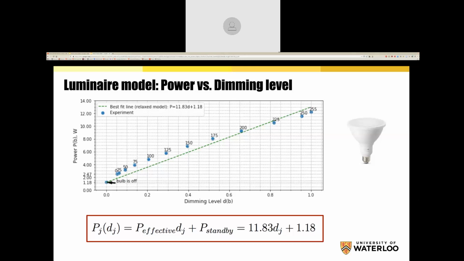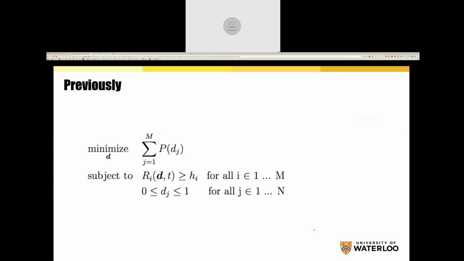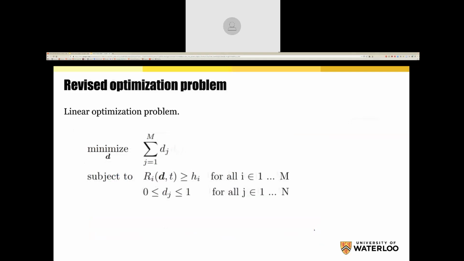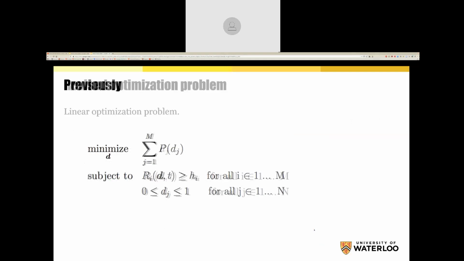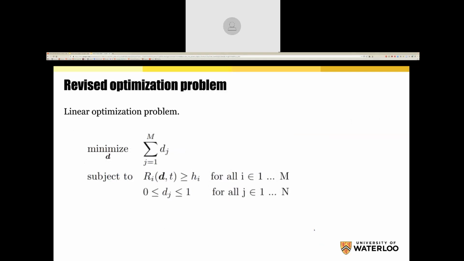The second thing is that, when you take this equation, we're going to replace that by saying, look, it's linear, so let's not use P of DJ, we'll just do DJ, and then everything else remains the same.